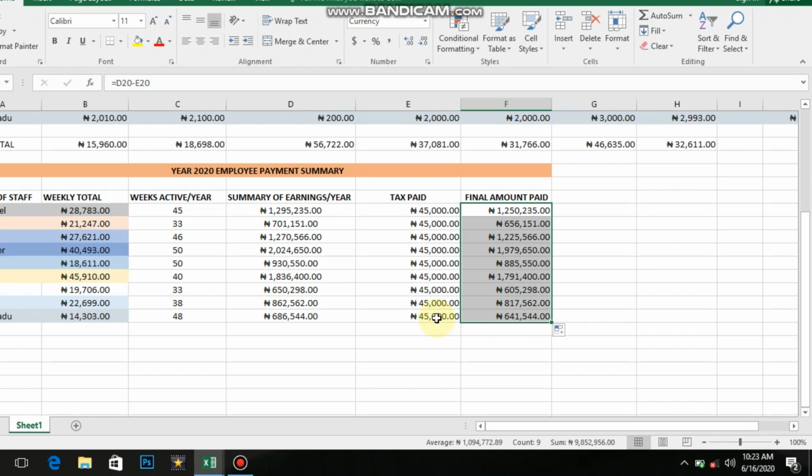Next we shall be looking at how to divide, or division, in Microsoft Excel.